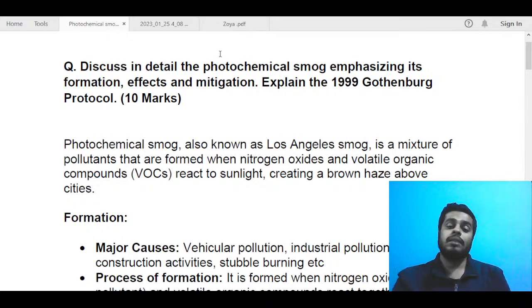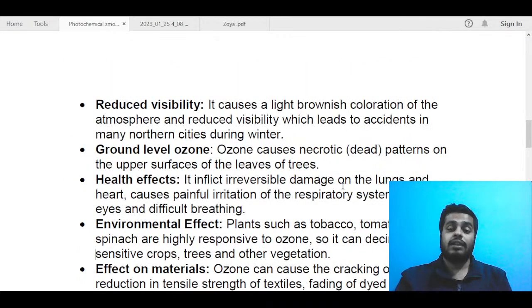So in the introduction, we could have just defined photochemical smog, as is our ritual now. Photochemical smog, also known as Los Angeles smog, is a mixture of pollutants that are formed when nitrogen oxides and volatile organic compounds react to sunlight, creating a brown haze over cities. I try to make this definition as crisp as I can.